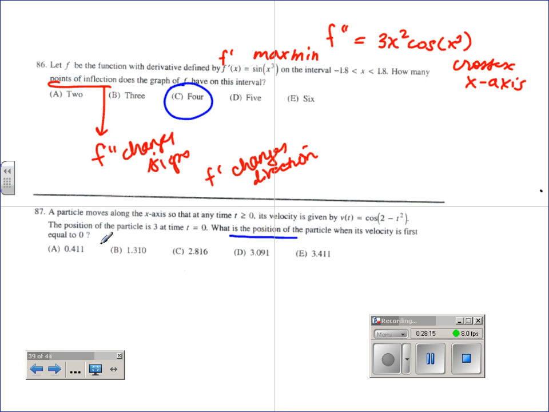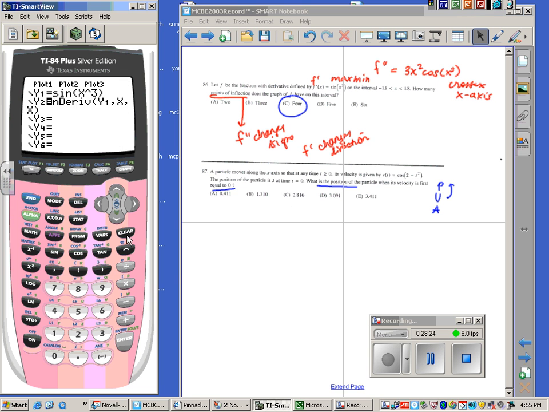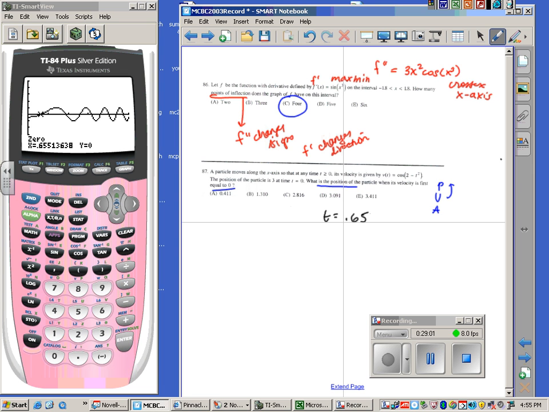What was the position? So position when the velocity is first equal to 0. So graph the velocity. Cosine of 2 minus x squared. Window just has to be greater than 0. First 0 is right there. So I'm going to find that time. Second, trace, 0. Enter, enter, enter. So we get time equals 0.655, etc.